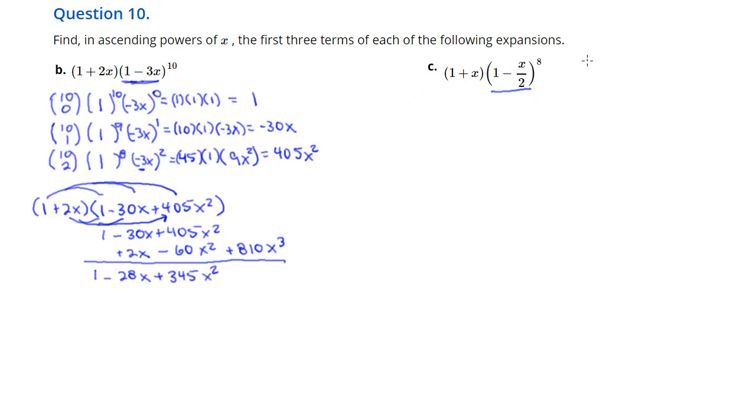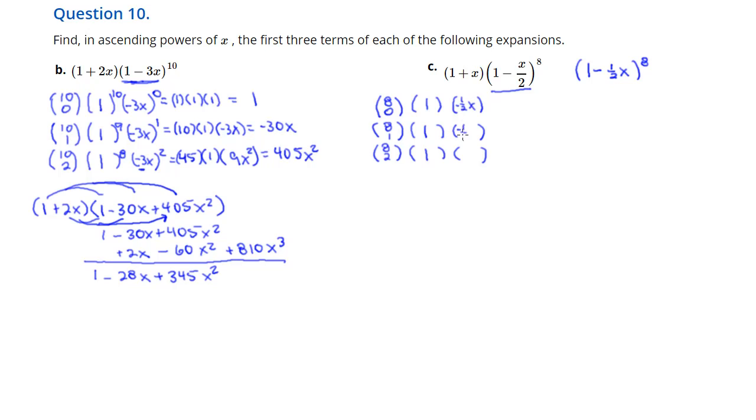All right, for problem C, it's very similar, only you'll notice how this one has 1 minus x over 2 to the 8th power. You can rewrite that as 1 minus 1/2 x, or you can leave it the way it is in fraction form. At any rate, we're going to do like we did in the B problem. We're going to set up our combinations for the 8th power binomial. We're going to use the binomial theorem to get the first three terms for it.